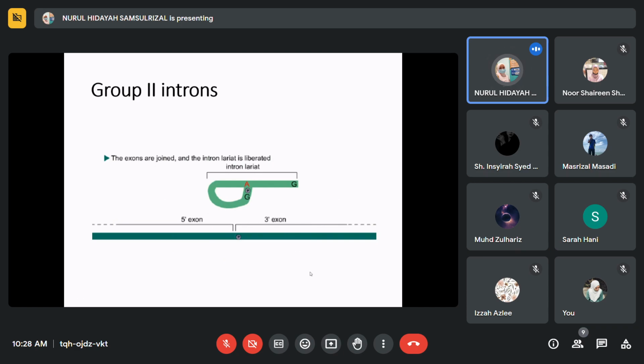The exons will join together. Then the introns, when they form the lariat form, will be released. So this is the concept for introns too. But there is no single protein complex, it relies more on conserved sites. So that is the difference between group 1 and group 2.